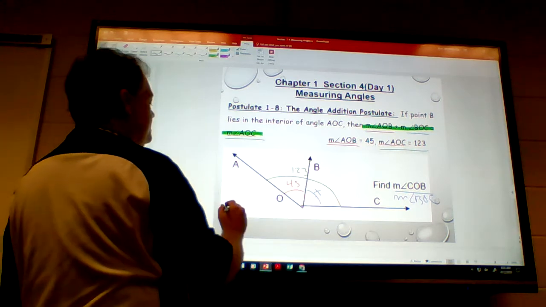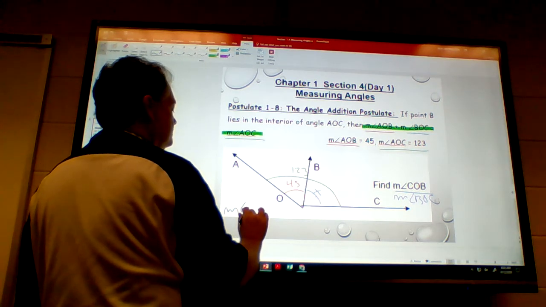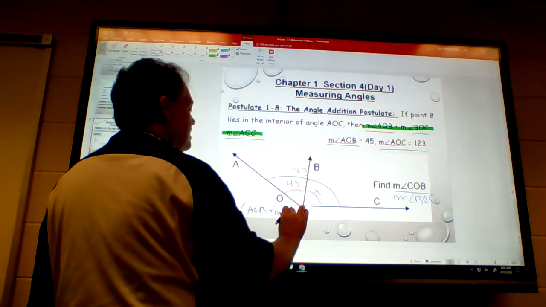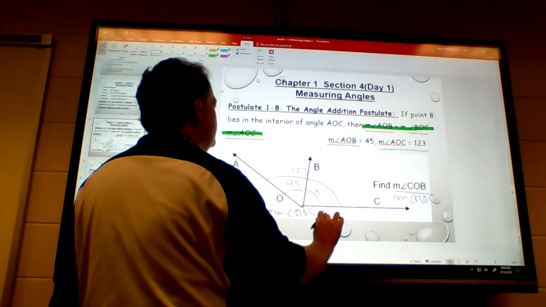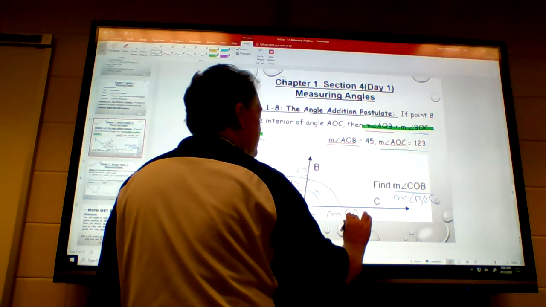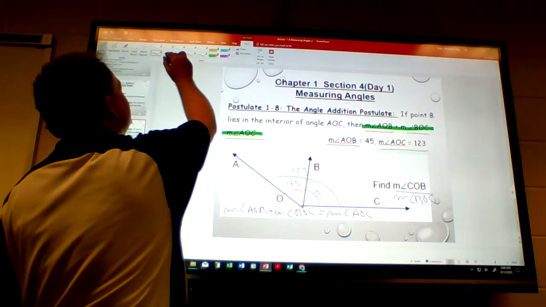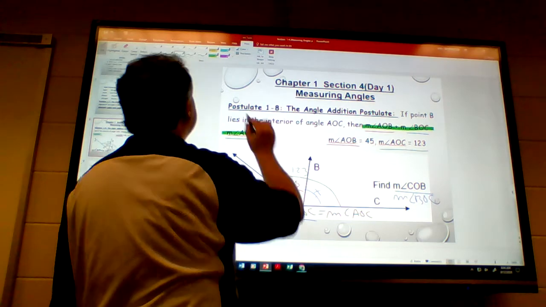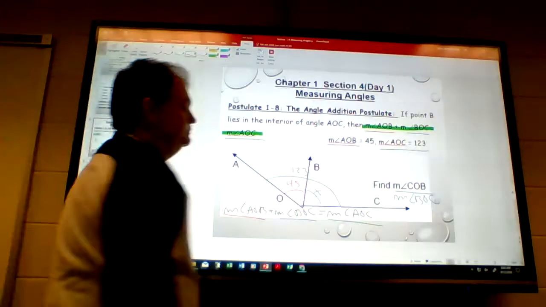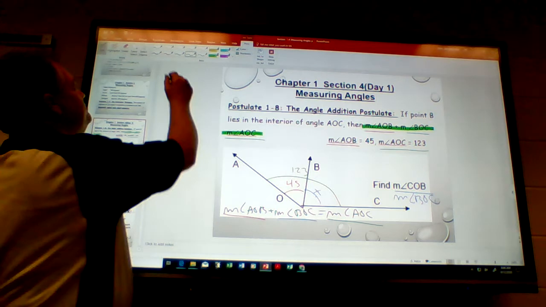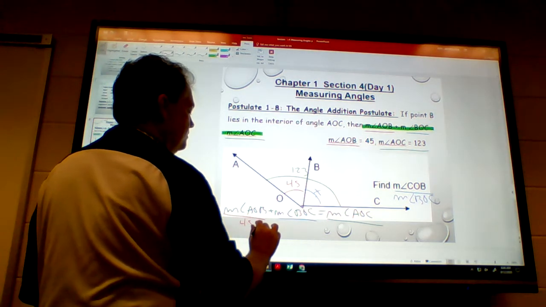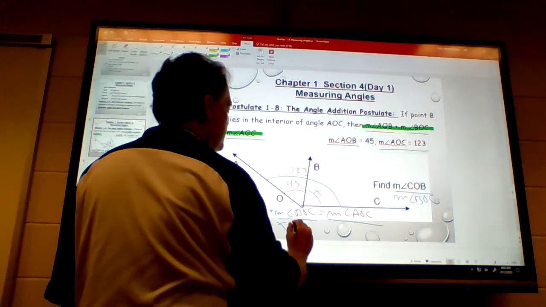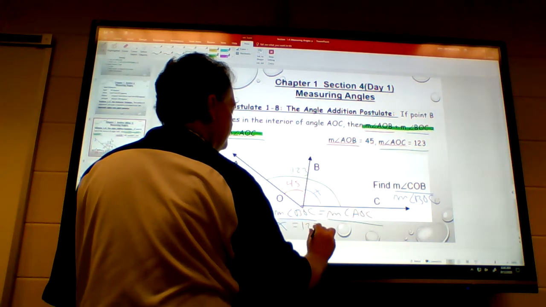I'm going to bring it down here. So the measure of angle AOB plus the measure of angle BOC equals the measure of angle AOC. It's confusing when I say all those letters, so I'll underline it: red, blue, and green. Now I plug in the numbers. I get 45 plus X equals green, which is 123.